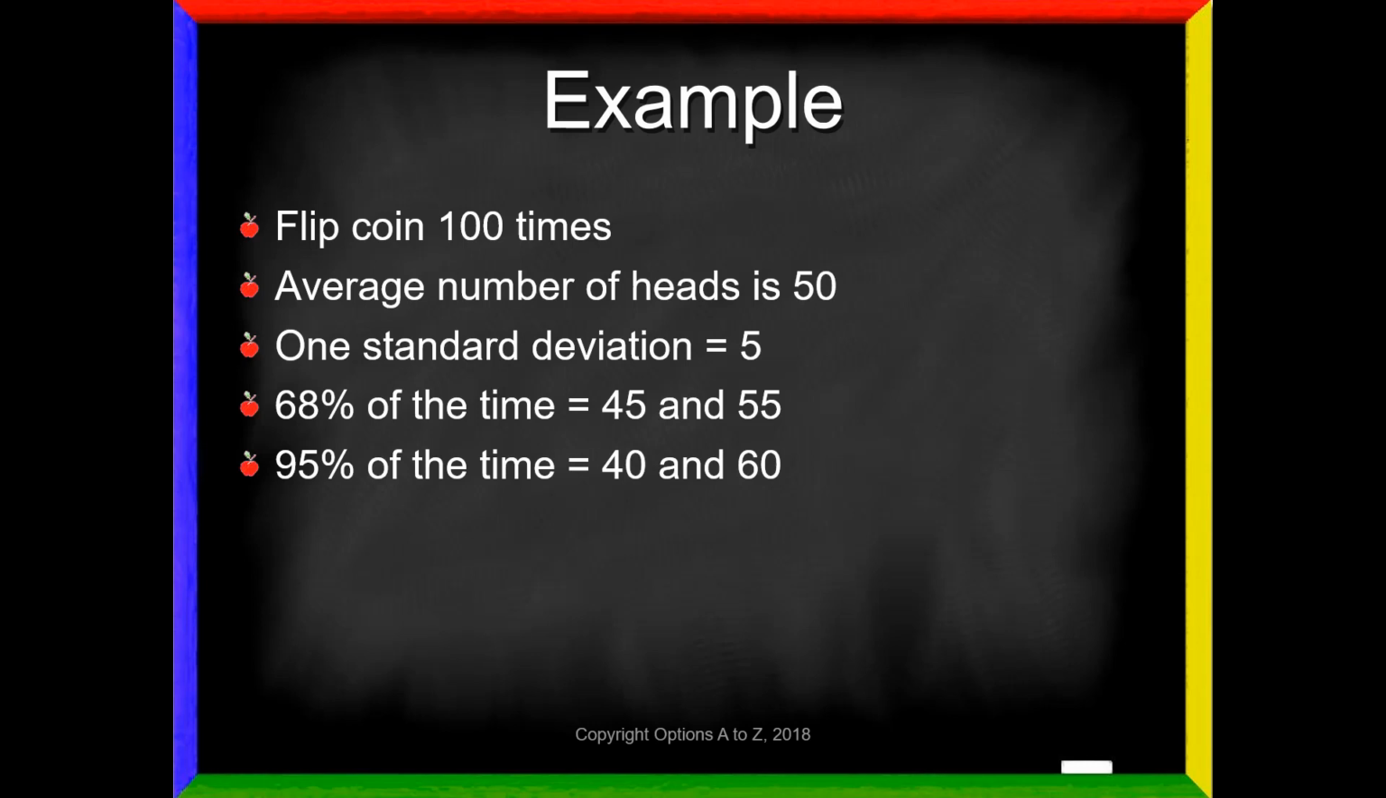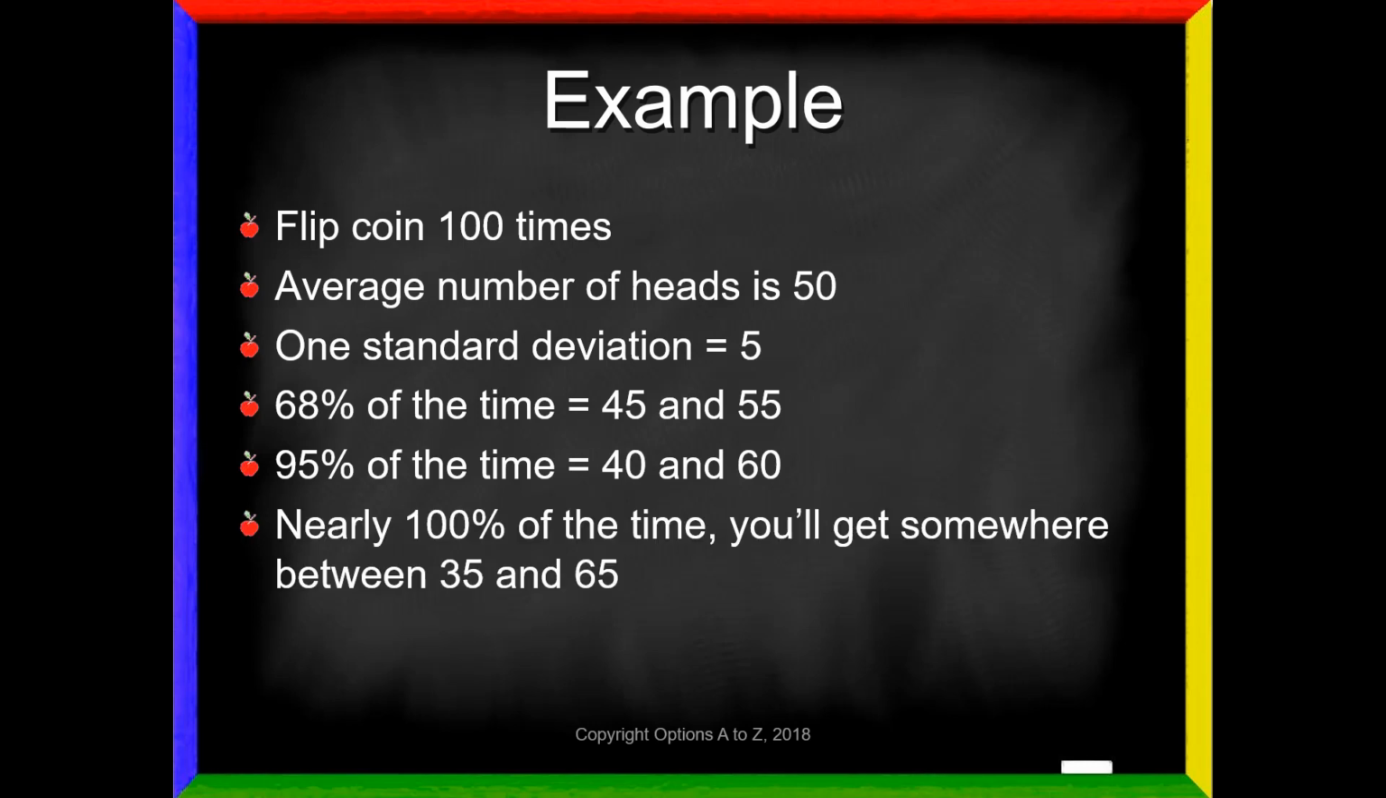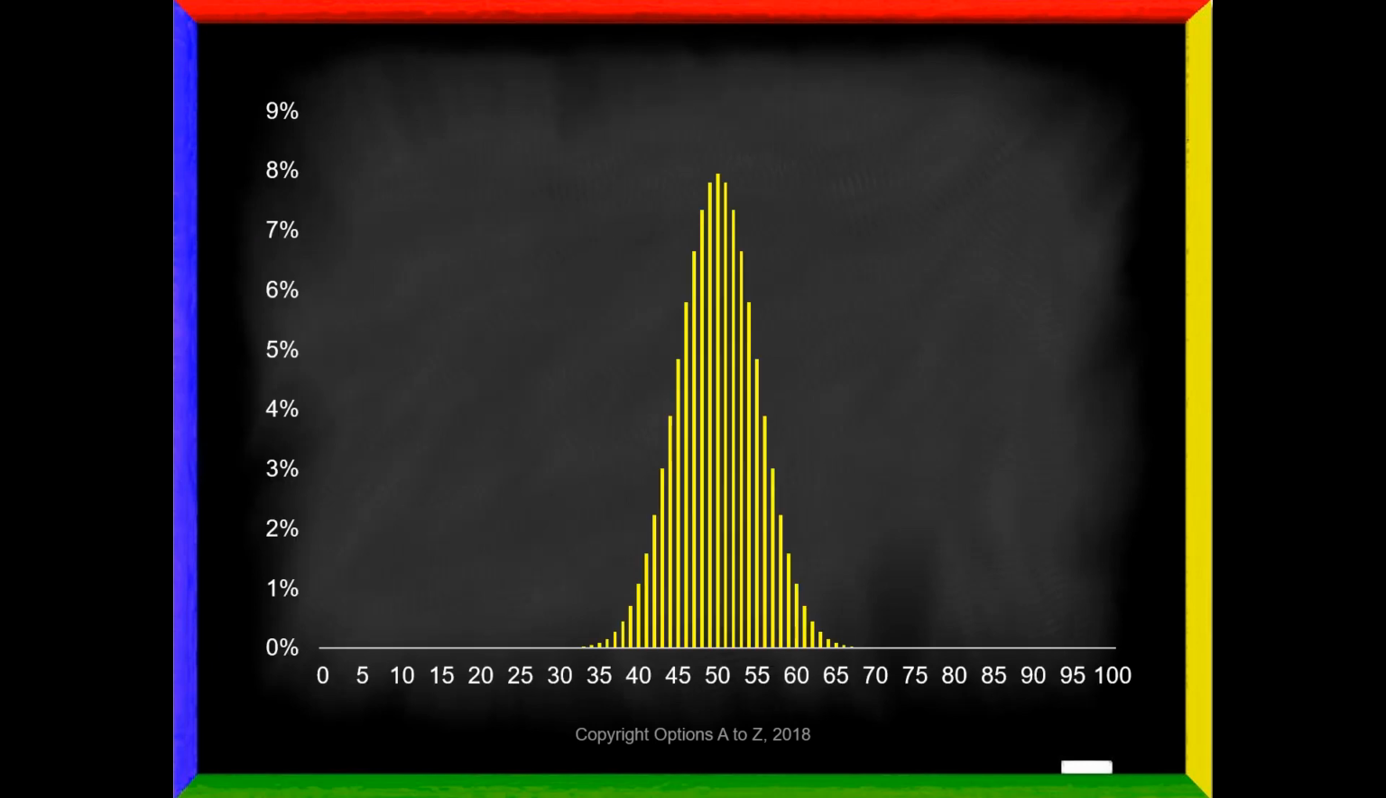Now, if I want to have a large amount of confidence, I could go out three standard deviations, which would be 15. Subtract 15, add 15 to that average of 50, and I would know that nearly 100% of the time, 99.7% to be exact, you're going to get somewhere between 35 and 65 heads if you flip the coin 100 times.